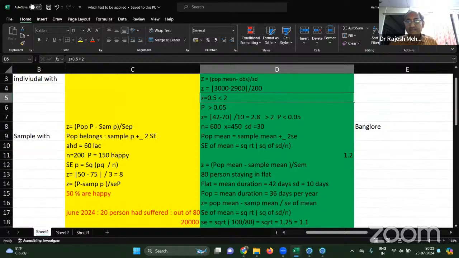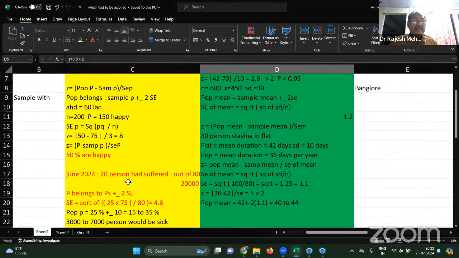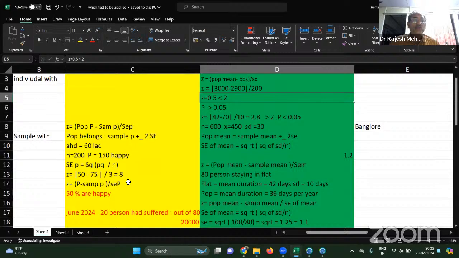Then next, Dr. Soumya will talk about standard error of difference between two proportions, and Dr. Surbi, standard error between two means.